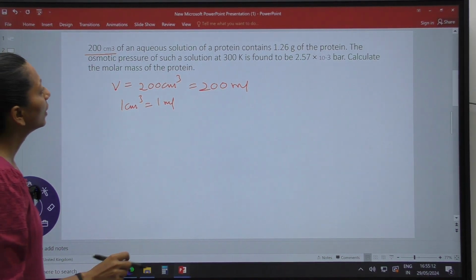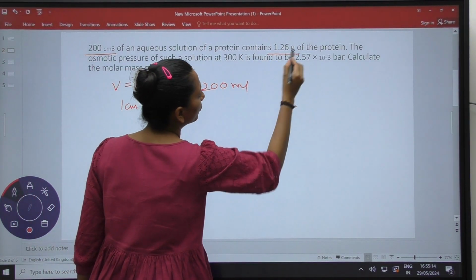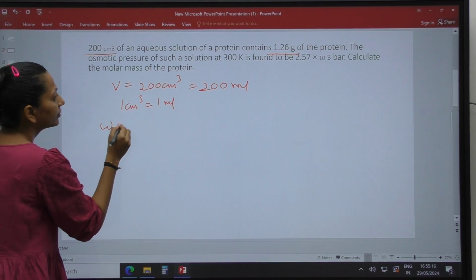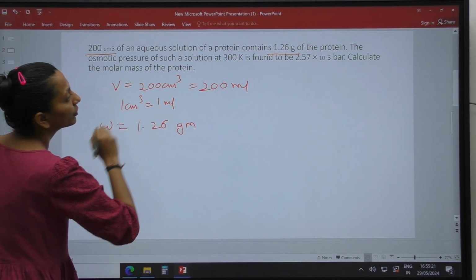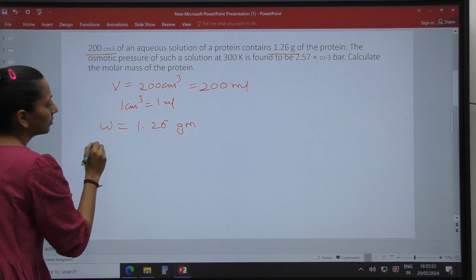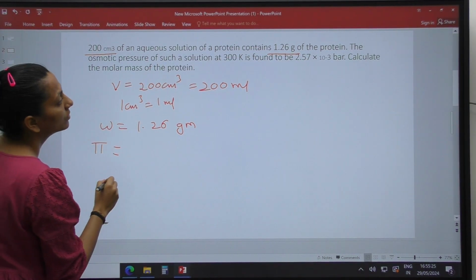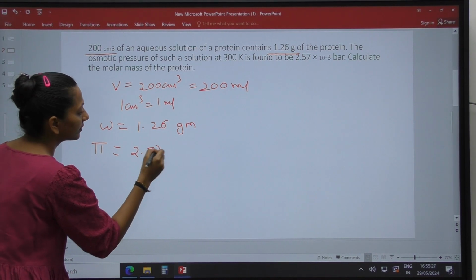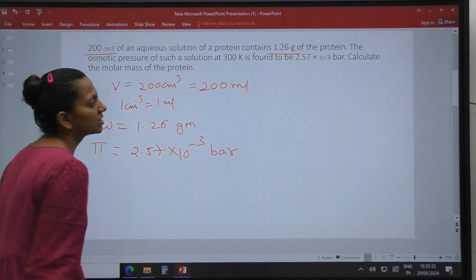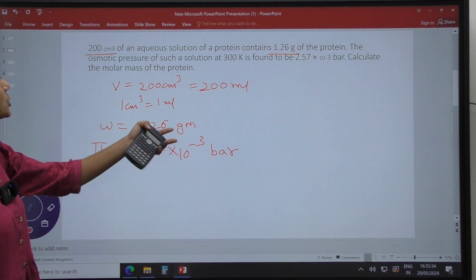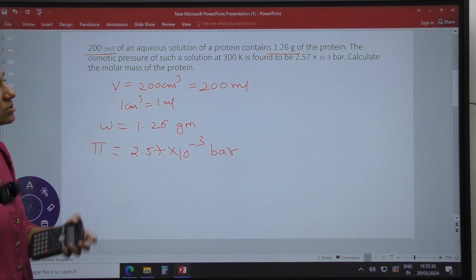Of a solution containing 1.26, this is the weight of the protein. How much weight is there? 1.26 gram of protein. The osmotic pressure pi is equal to how much? 2.57 10 raised to power minus 3 bar. How much pressure is there? 2.57 10 raised to power minus 3. Calculate the molar mass of the protein.